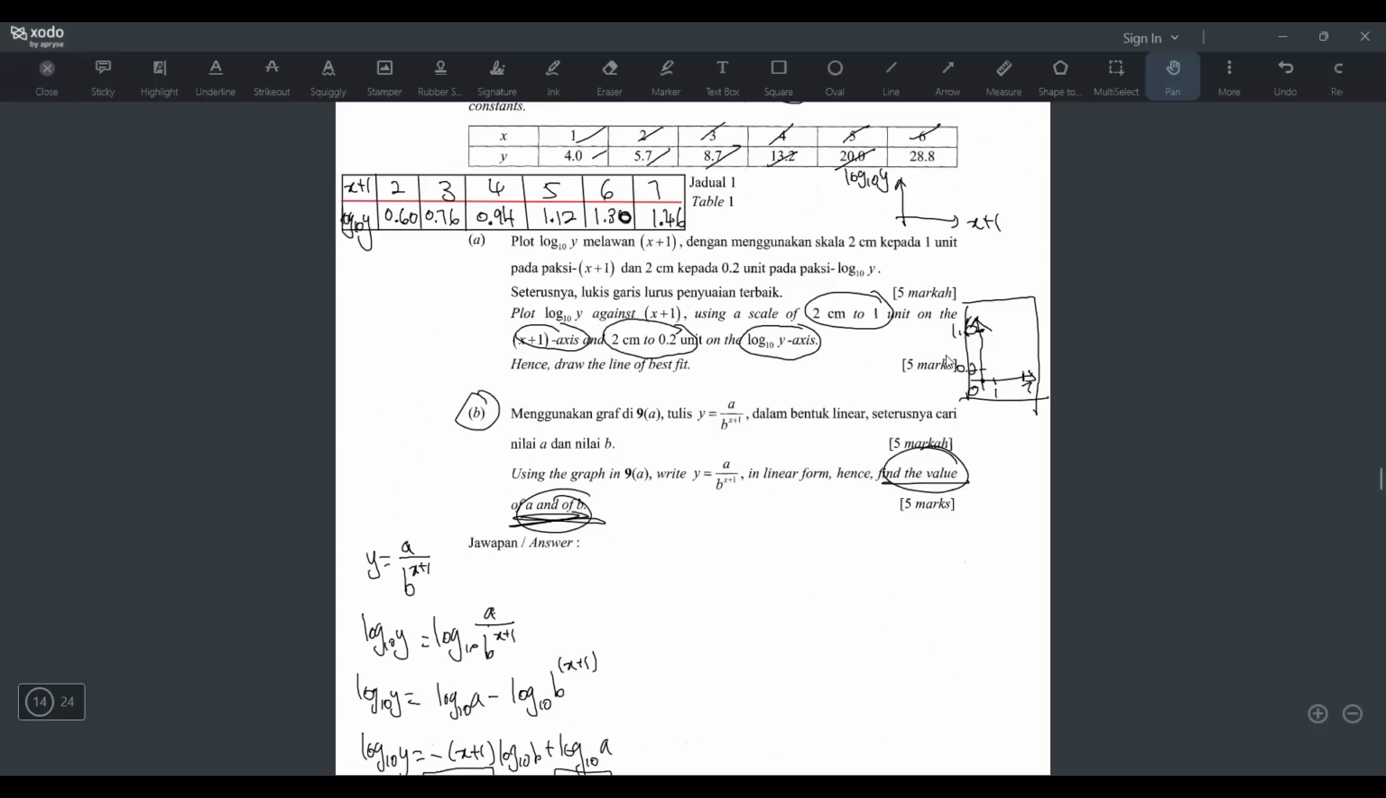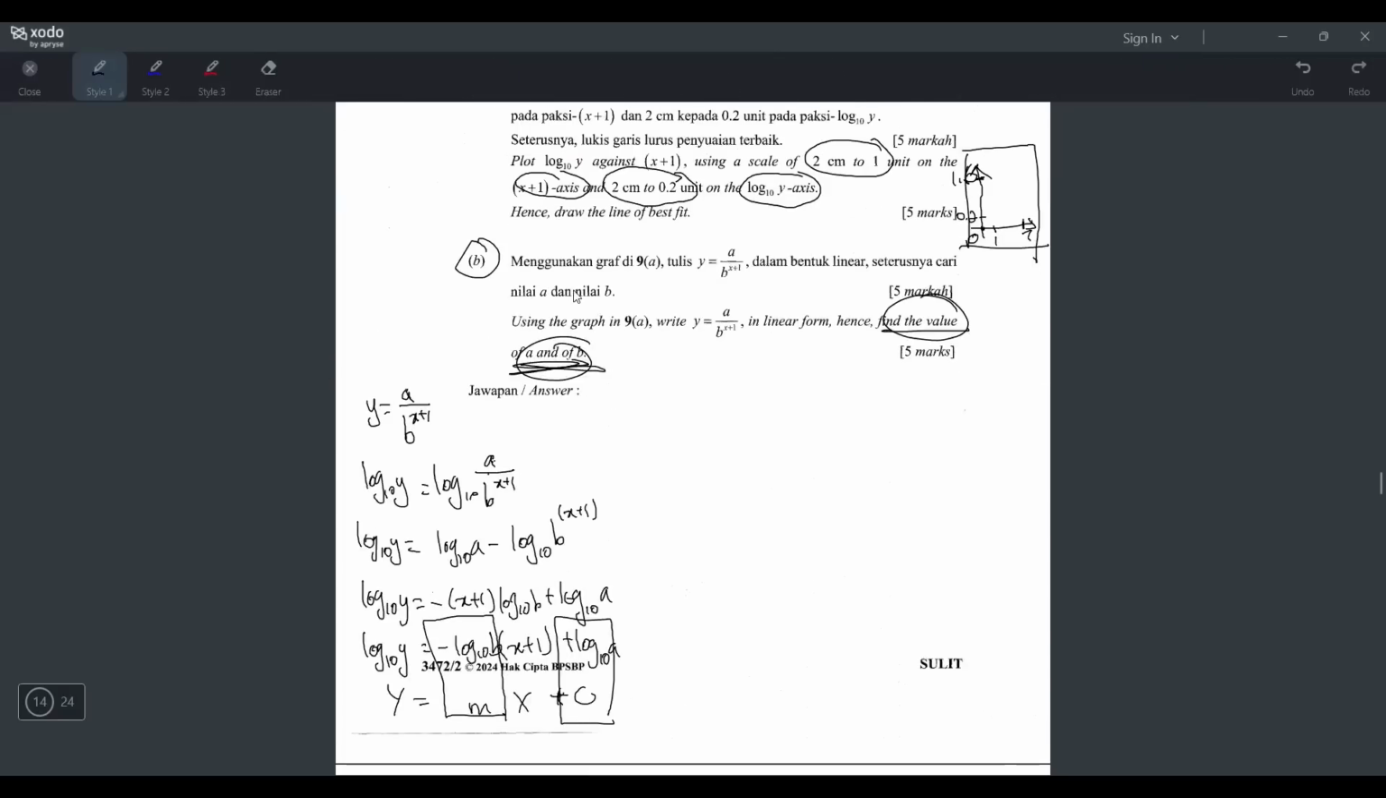So A sudah siap lah. 5 marks. Okay. Now let's do B. So B, they say using the graph in 9A, write this thing in linear form. Okay, I already do it just now. So this one just copy and paste. So I won't do it again.